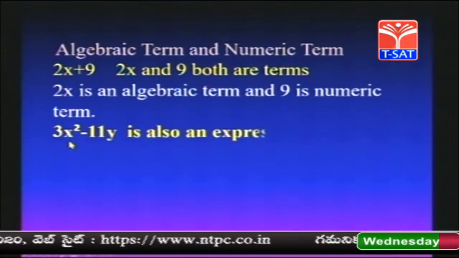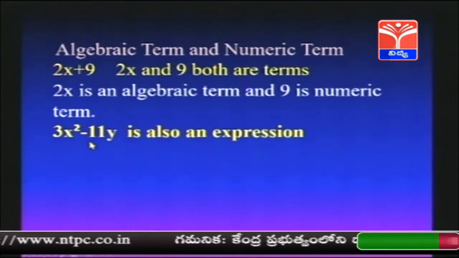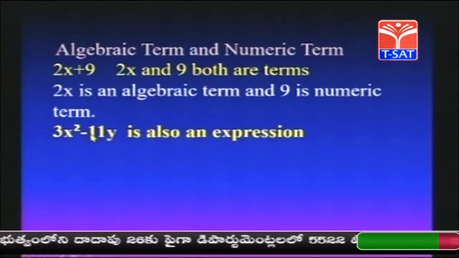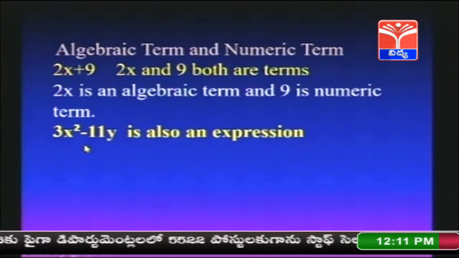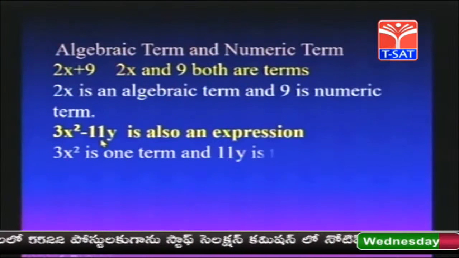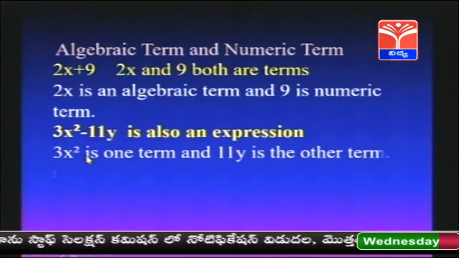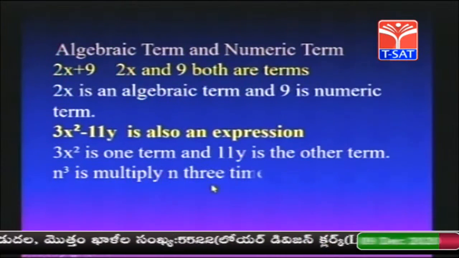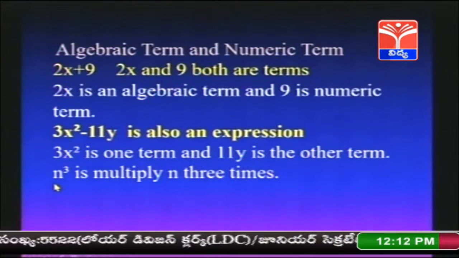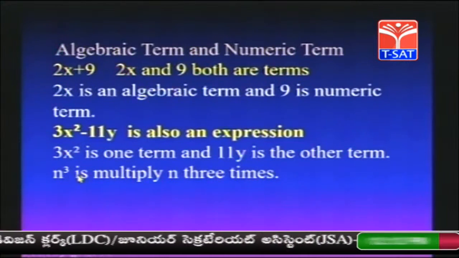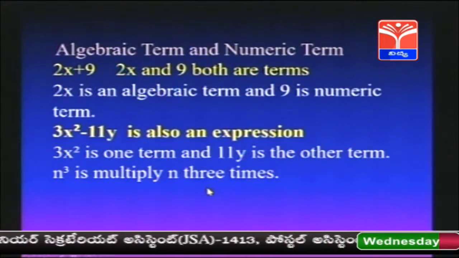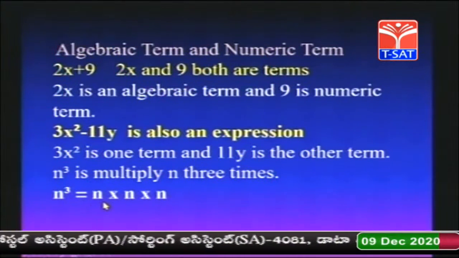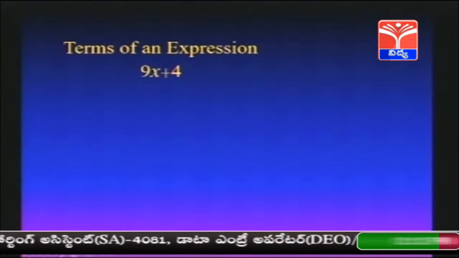Now next, one more expression, 3x square minus 11y. Children, can you say how many terms are there in this expression? Yes, we have two terms in this expression. Now 3x square is one term and 11y is the other term. Similarly, we can write n cube as multiplying n 3 times, that is n cube is equal to n into n into n.